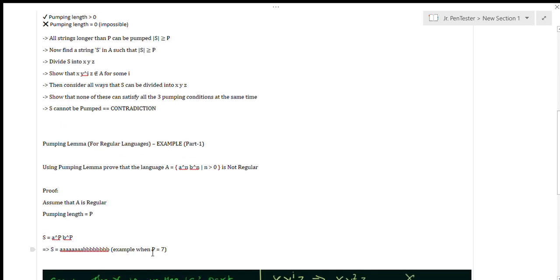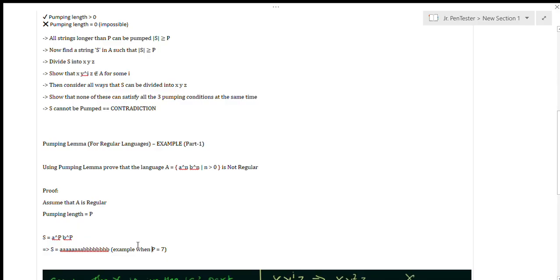I have selected P equals 7 over here. Now, since it was A to the power n, B to the power n, and we needed to select a string S such that the length of the string had to be greater than or equal to our pumping length, I considered the power n to be equal to the pumping length. So we get a string that is longer than the pumping length. Here we have a string of length 14 while our pumping length is 7.